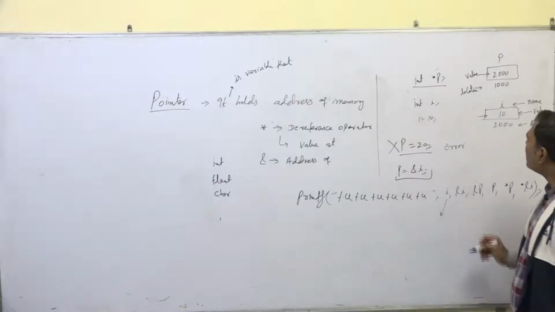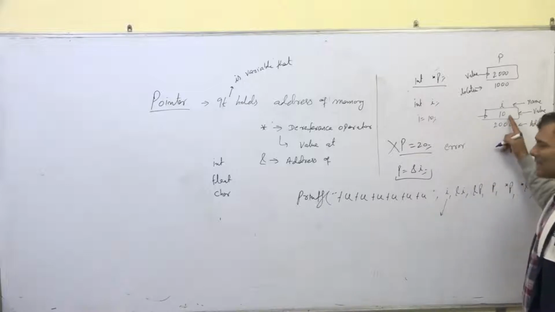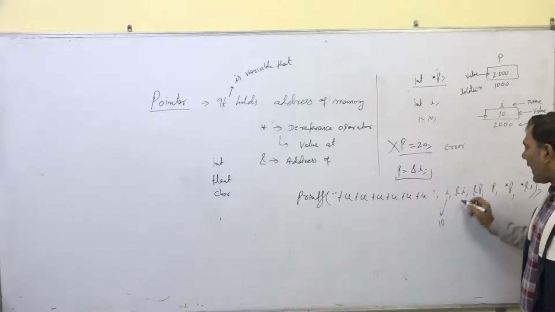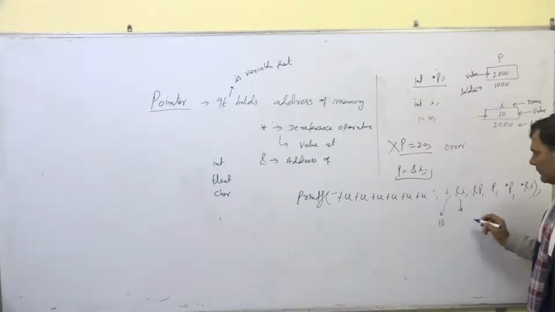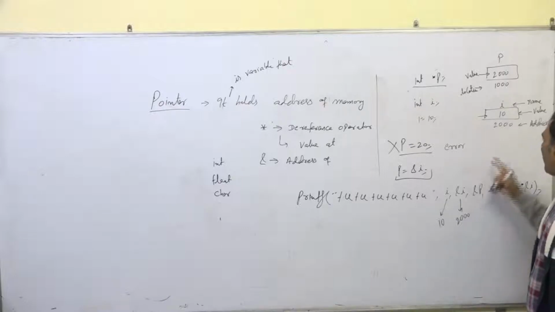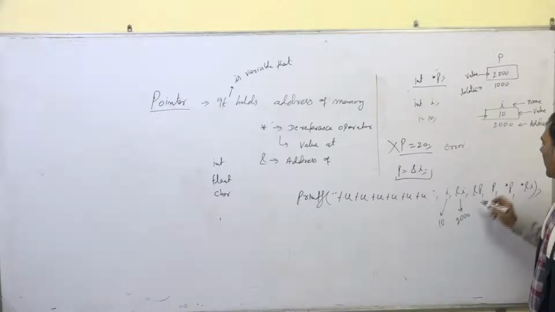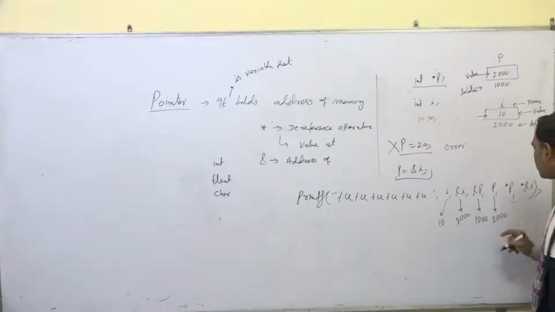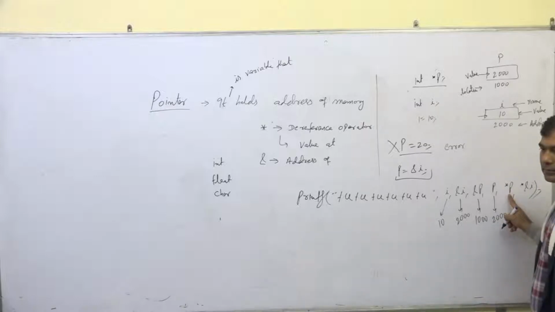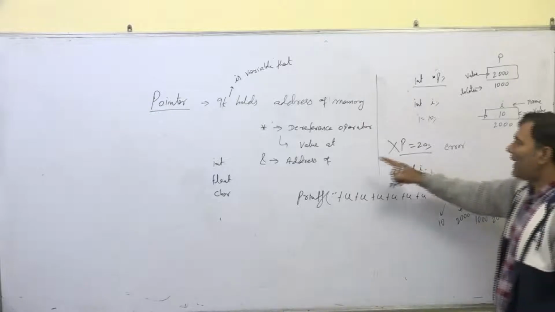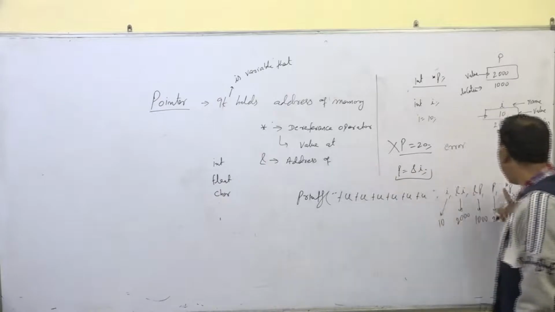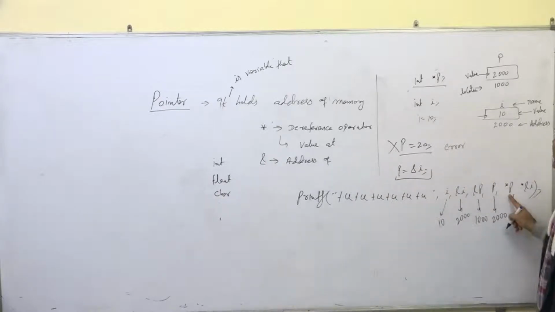So this I means 10. Address of I is 2000. Address of P is 1000. P means 2000. Now pointer P: P means 2000, and pointer means value at 2000. So value at 2000 is what? 10.